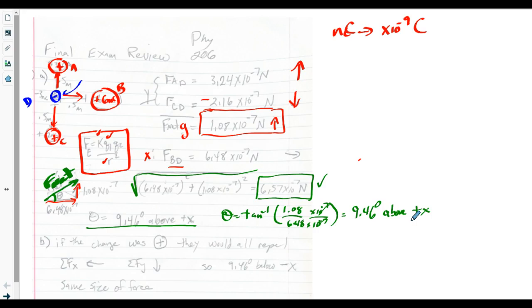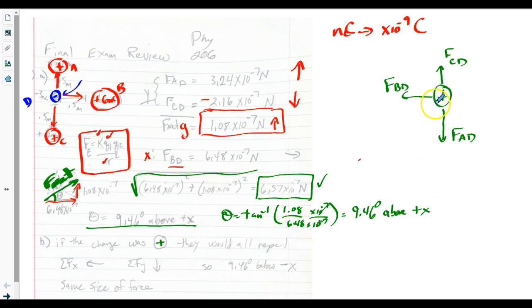Part B in this question asks, how would your answer change if it was a positive charge of 3 nanocoulombs instead of a negative charge? If it was positive, all the forces would be reversed in nature. So B on D would push it to the right. Force of C on D would push it up. And then the bigger force would be force of A on D pushing it down. So again, you would get the same values and they would just add differently.